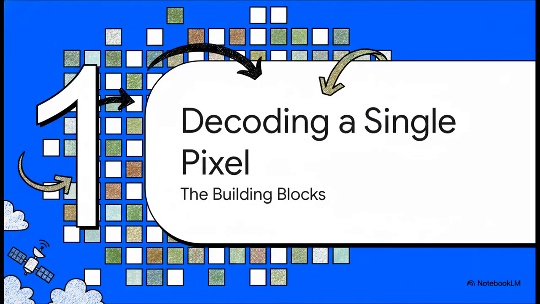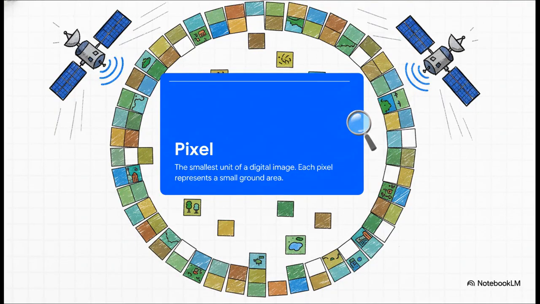All right, to really get this, we've got to start small. I mean, incredibly small. We need to look at the most fundamental building block of any digital image out there. And that building block, of course, is the pixel. The best way to think about it is like a giant mosaic made of millions and millions of tiny tiles. Each one of those tiles is a pixel, and each one represents a real, actual patch of ground on Earth. Maybe it's 10 meters by 10 meters. It really is the smallest piece of the puzzle.